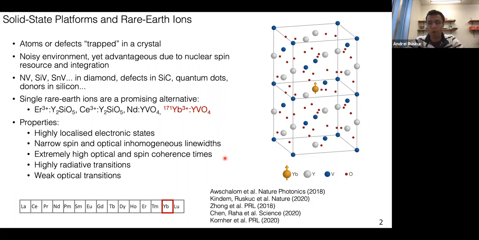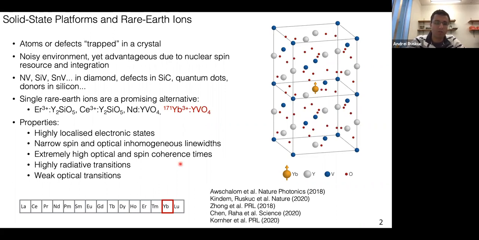So for one, the nuclear spins in these crystals can be used as a plentiful resource for these quantum nodes. And also, just by the nature of these solid-state systems, they're readily integrated into electronic and photonic devices. The prototypical example of one of these systems is the aforementioned nitrogen vacancy center in diamond, but people explore other systems too, such as silicon vacancy centers and tin vacancy centers in diamond, defects in silicon carbide, quantum dots, and donors in silicon.